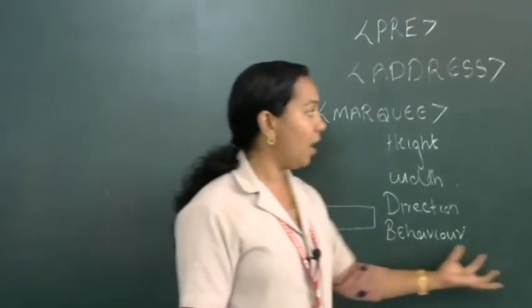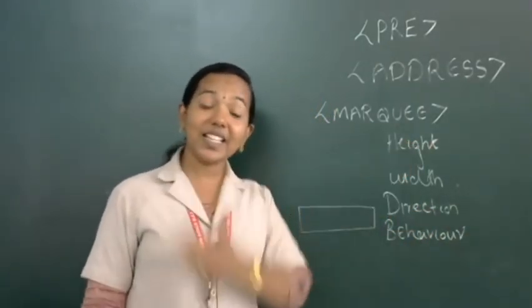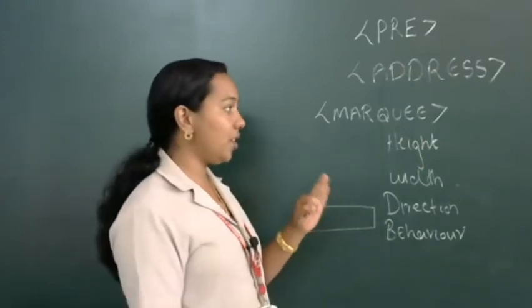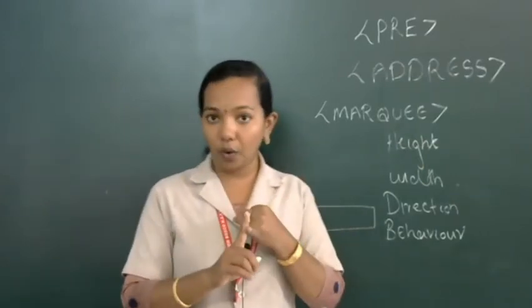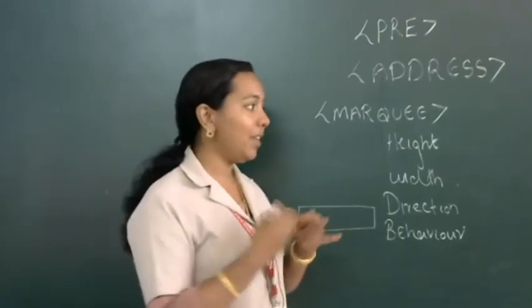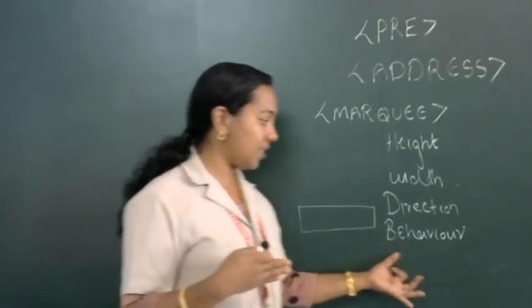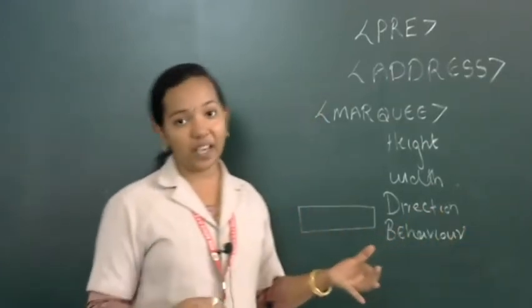Behavior of marquee: scroll, it will scroll. Otherwise, in slide manner it will come. So the three values are scroll, slide and alternate. Scroll means scrolling text. Slide, picture-wise it will come. Alternate, one by one it will come. So the next attribute is behavior.